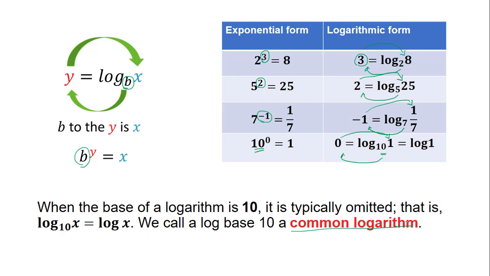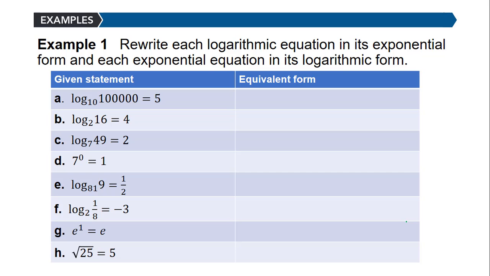We have some problems here that I want to rewrite from their log form or exponential form to its other form. In this table, our given statement for part A is log base 10 of 100,000 is equal to 5. So to write this in exponential form means that 5 is a power of 10 that gives us 100,000. So this would be 10 to the 5 is equal to 100,000.